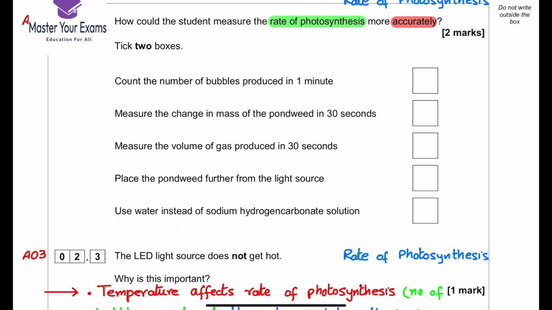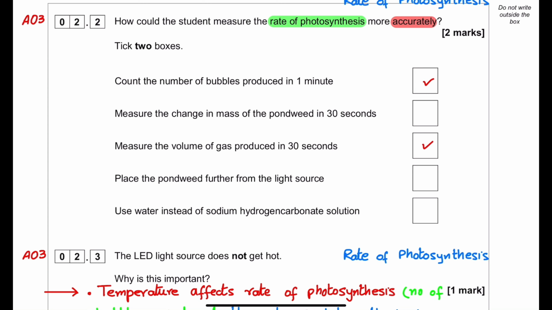Now the different things are coming there. So we have to measure the accuracy because photosynthesis is taking place. So we have to count the volume of the gas produced, which is oxygen. So this process is going on in sodium hydrogen carbonate solution. So you can see the bubbles there. The option which I'm going to pick here is count the number of the bubbles produced in 1 minute. Another option which you can pick for our answer is measure the volume of the gas produced in 30 seconds.